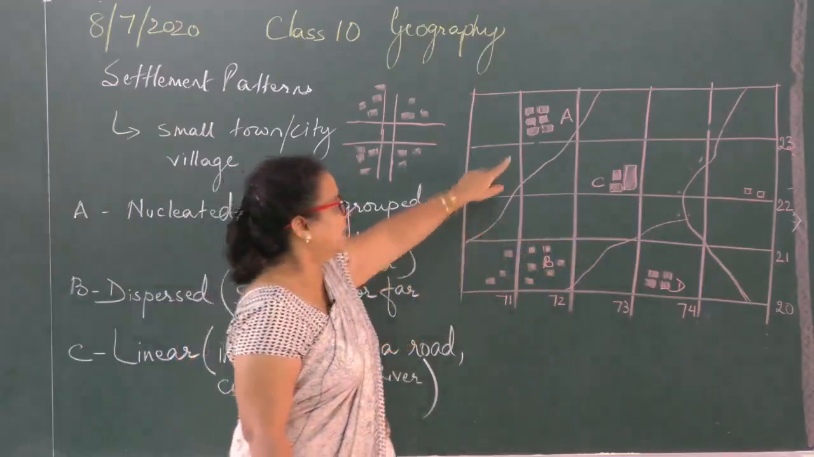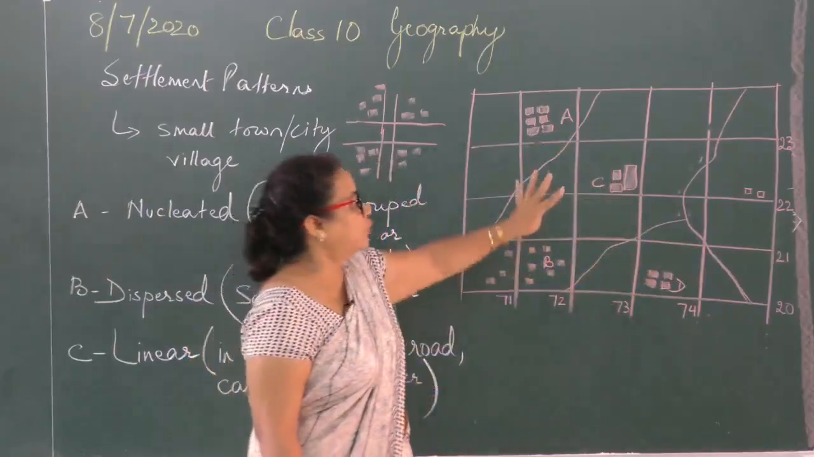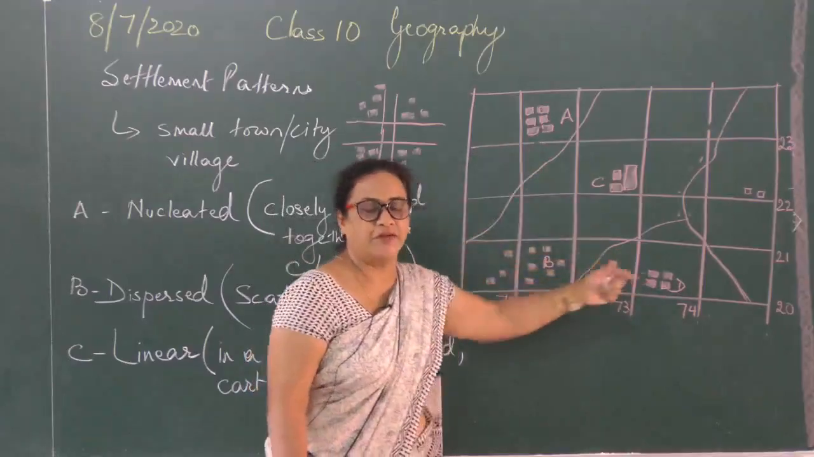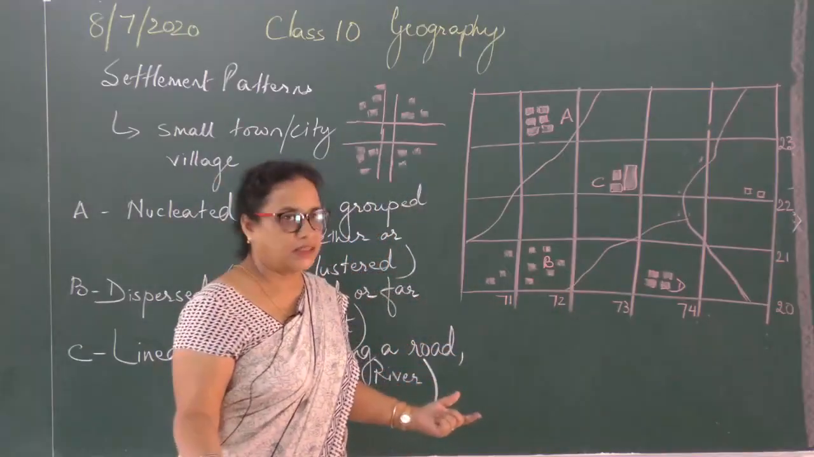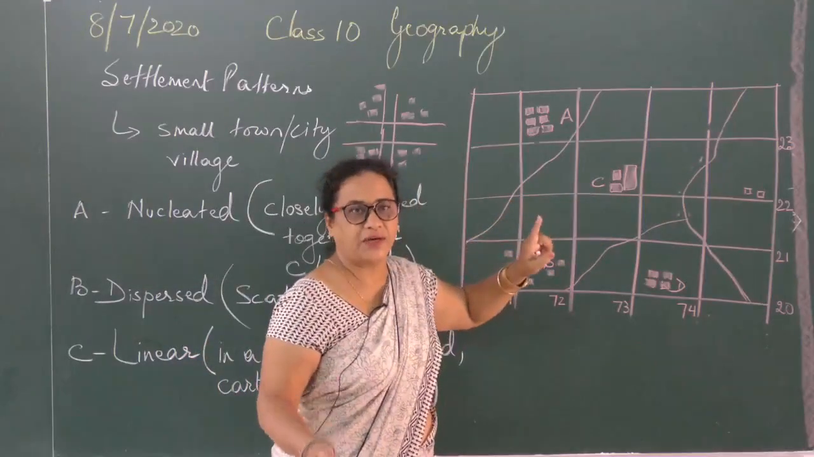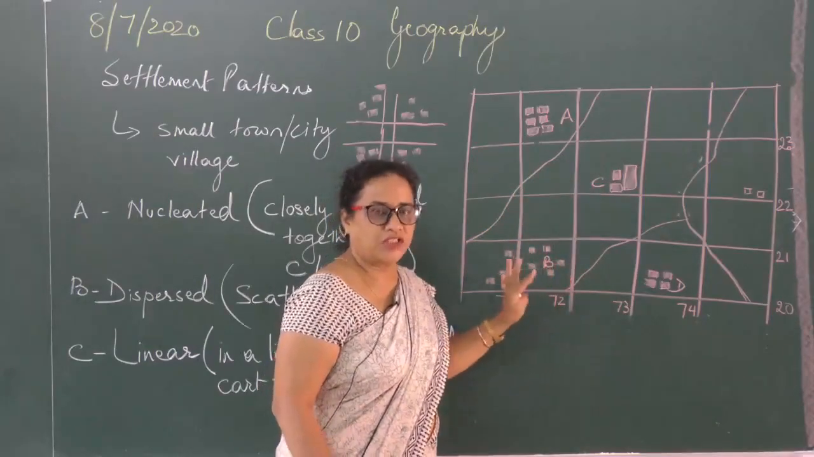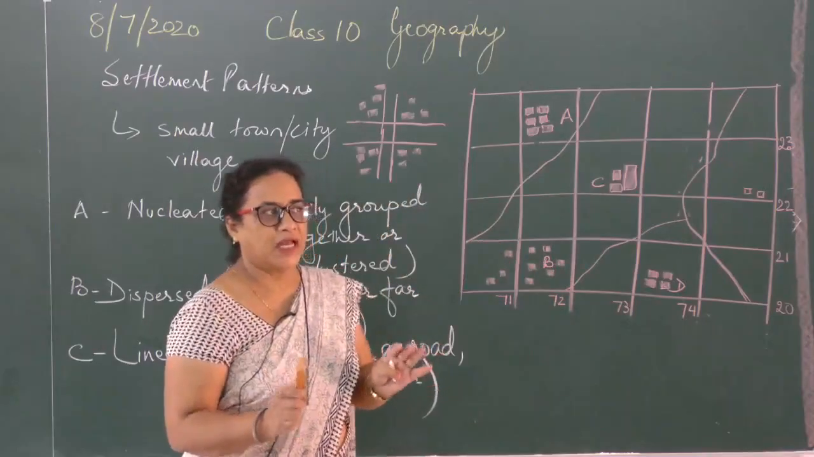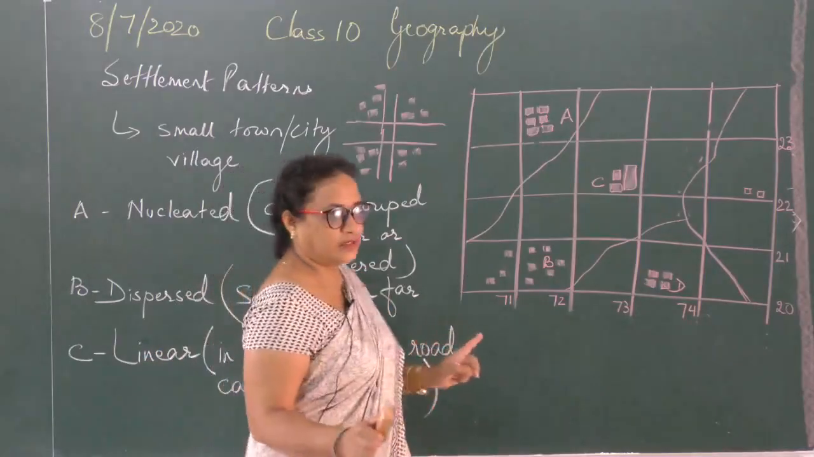I repeat, individually each settlement is nucleated. Now we are going by the majority. 4 settlements I have shown on the map. Out of 4, 3 are nucleated, 1 is dispersed. So we are focusing on which is more in number. Clear? So majority settlements are nucleated and they are found in a dispersed pattern throughout the mapped region. So this is for your settlement pattern. Small topics are there under contour maps, and on each topic practically they give one question. Okay, so that is the end of settlement pattern.